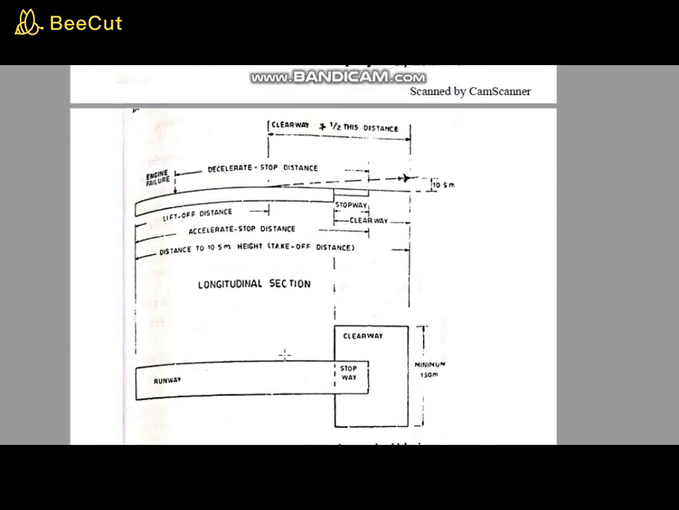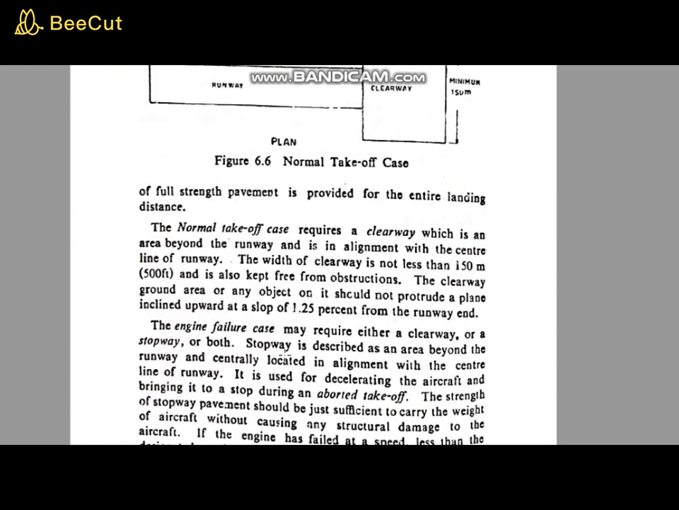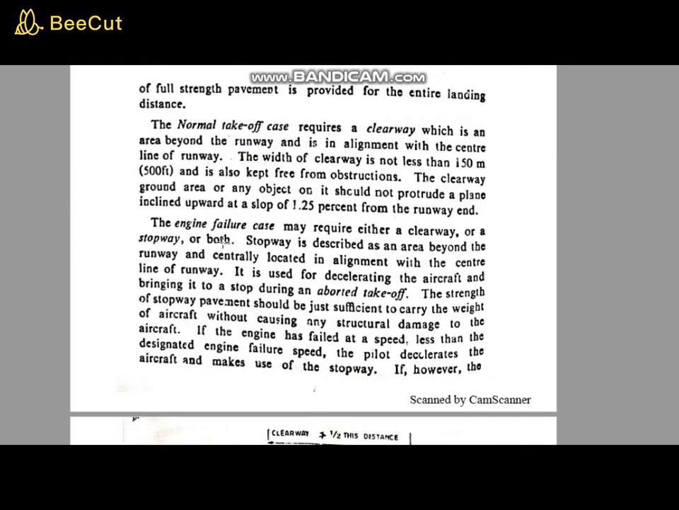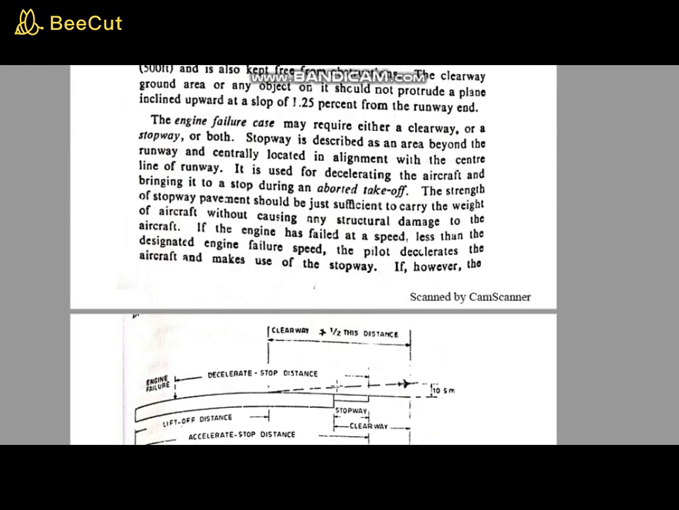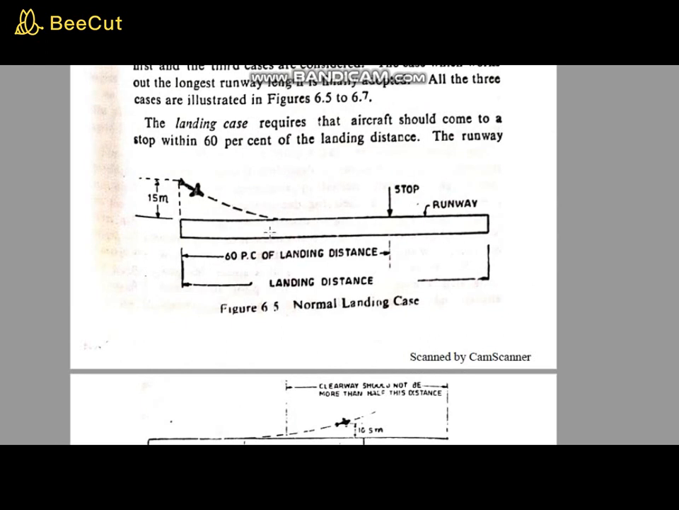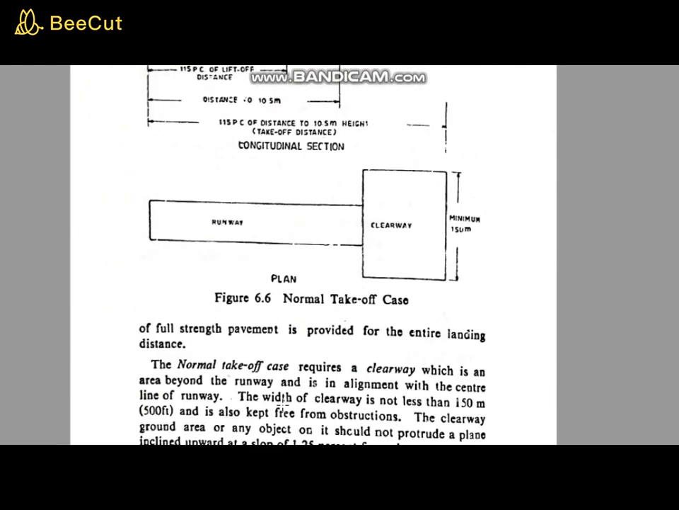Then we have the engine failure case. In the engine failure case, we may require either a clearway or a stopway or both. See, this is the normal runway, stopway and clearway. For normal takeoff, runway and clearway only. For the normal landing case, we are considering just a runway. See the progression.